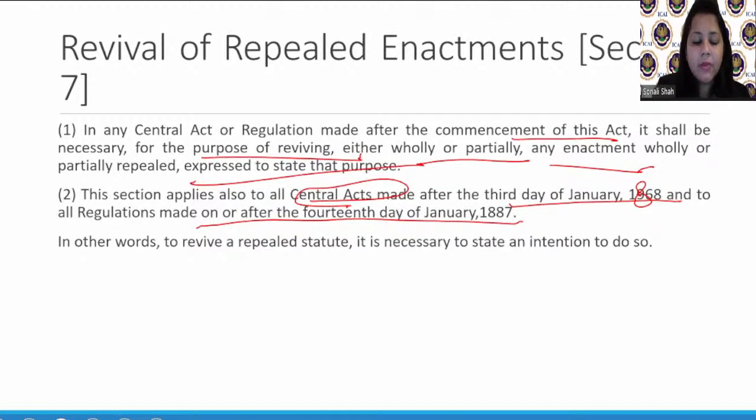Is it clear? Is this section clear? Please let me know if there is any confusion here. Guys, please let me know if there is any confusion here.